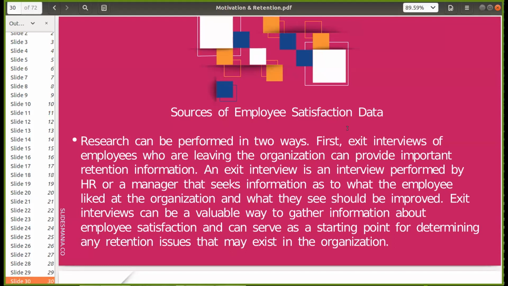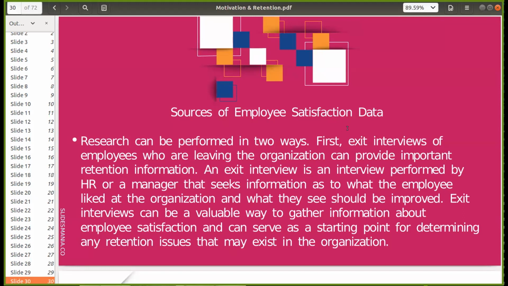So paano mag-gather yung data? After we have understood why employees leave and the different theories, research is the next step in developing a retention plan that will work for the organization. So pa-type na lang sa chat box yung mga theories na natutunan nyo. Okay?